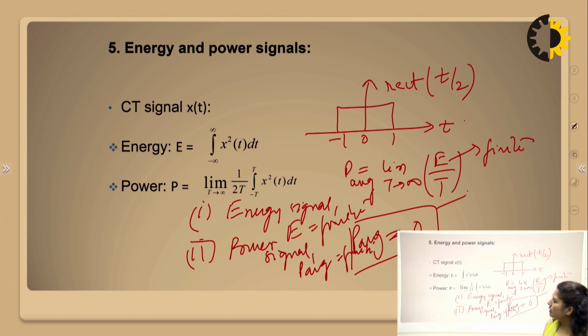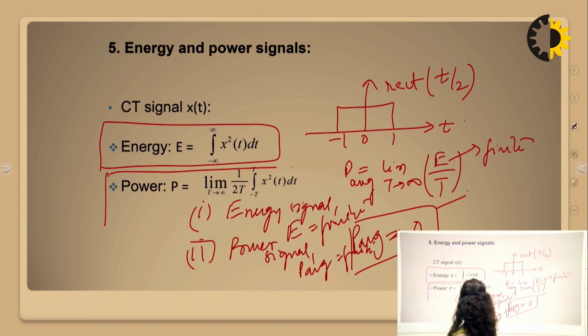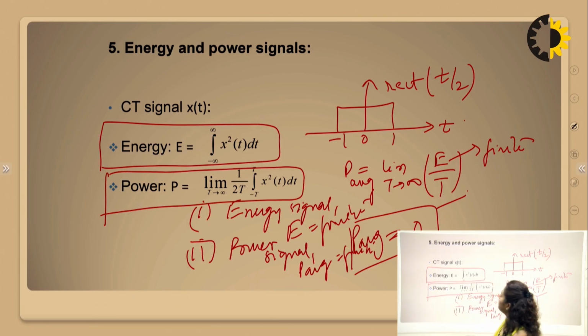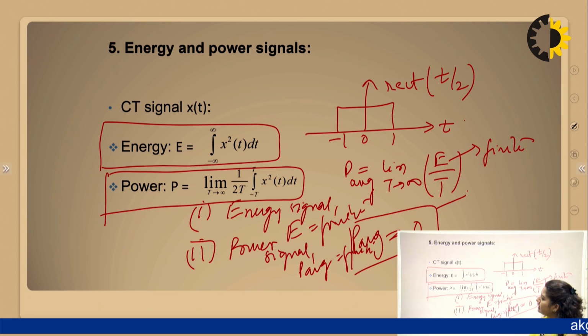For calculating the power or energy, we have represented these formulas here. For calculation of energy, you can use energy is equivalent to the integral from minus infinity to infinity of mod of x(t) whole square, or x square t dt. Similarly, for power, limit t tends to infinity 1 upon 2T times the integral from minus T to T. If the range is from minus T to T, then it is 1 upon 2T. Otherwise, if it is 0 to T, then it is 1 upon T, or 0 to 2T, it is 1 upon 2T. So whatever the integration range is, that is the 1 upon 2T here. The integration of x square t is basically the energy, and energy by 2T is your power.